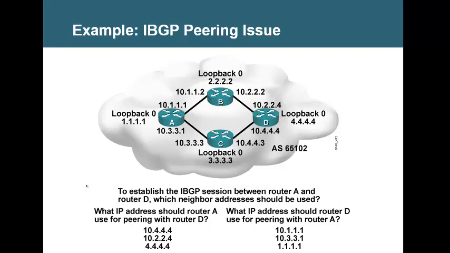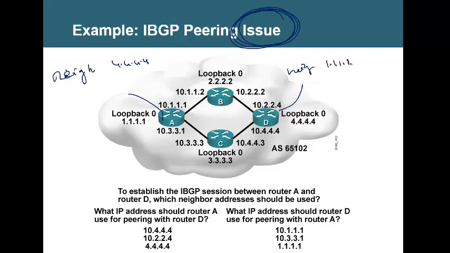Yes, sir. Right. Now comes the issue. What is the issue? Listen carefully. On router A, what is the neighbor we have said? What is the neighbor address we have said? Tell me the address now. 4.4.4.4. Very nice. On D, what is the neighbor we say? 1.1.1.1. All right.